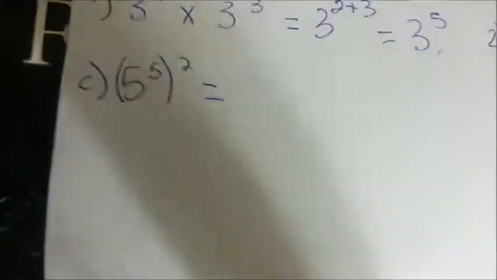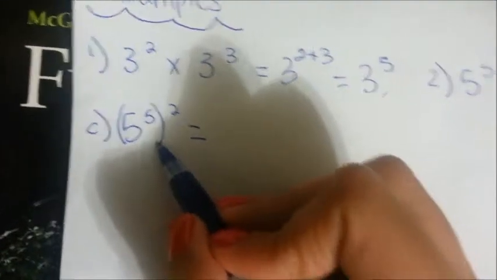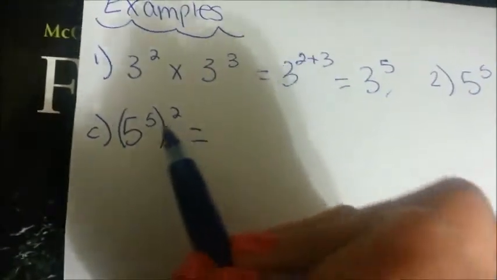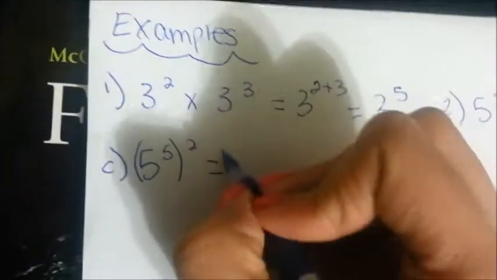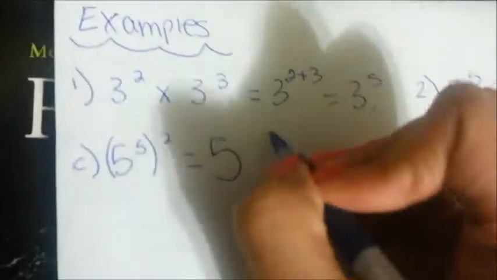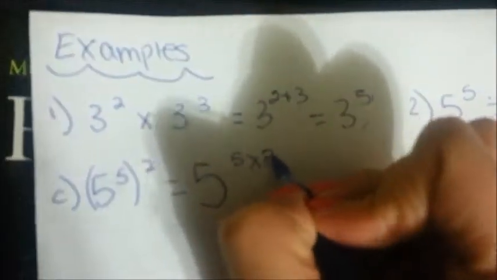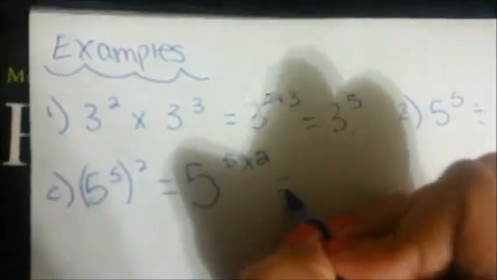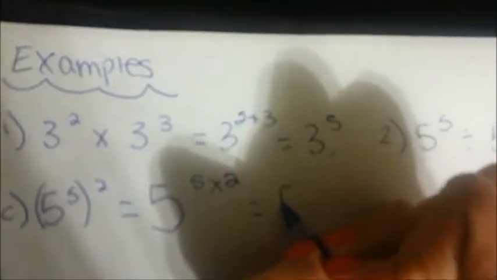Last example is 5 to the power of 5 raised to 2. Since this is being raised, you would multiply the two exponents. So it would be 5 times 2, which gives you 10. So 5 to the power of 10, which is the answer.